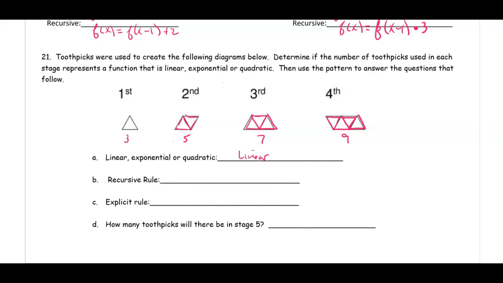Now, the recursive rule would be, how many do I have in my first diagram? I have 3. And then f of x is equal to, what am I doing to the previous term each time? I'm adding 2. Now, my explicit rule, remember, I'm not given the number of toothpicks in the 0 diagram. Therefore, my rate of change is 2 times x minus 1 plus 3. Remember, x1, y1. How many toothpicks would be in stage 5? That would be 11.